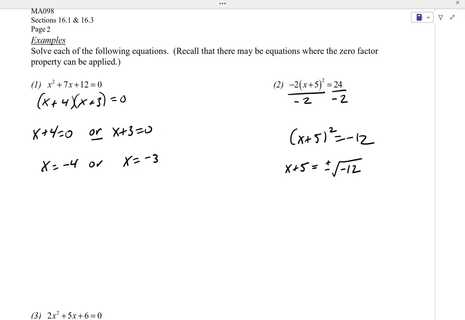Good. Very good. We want to make sure that we don't forget the plus or minus. So you get plus or minus the square root of -12. And now I'm going to simplify this first before we move the 5 over. Make it look a little bit nicer. What do we do with the negative under the root? Make it an i.